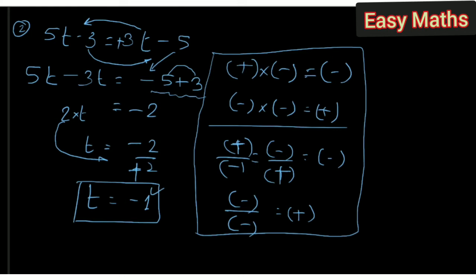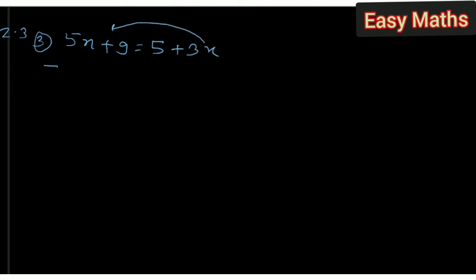So let's move on to question number 3 of exercise 2.3. Question 3. 5x plus 9 is equal to 5 plus 3x. So what we will do is we will take this 3x to the other side. It will become negative. We are going to change the sign. 5 will remain as it is. Plus 9 will become minus 9 here.